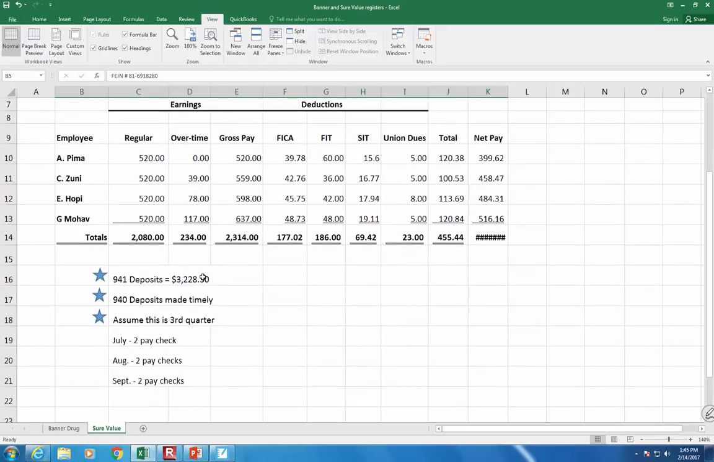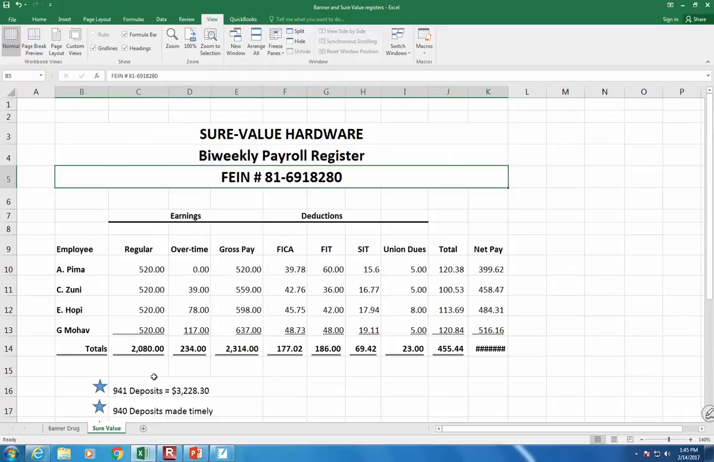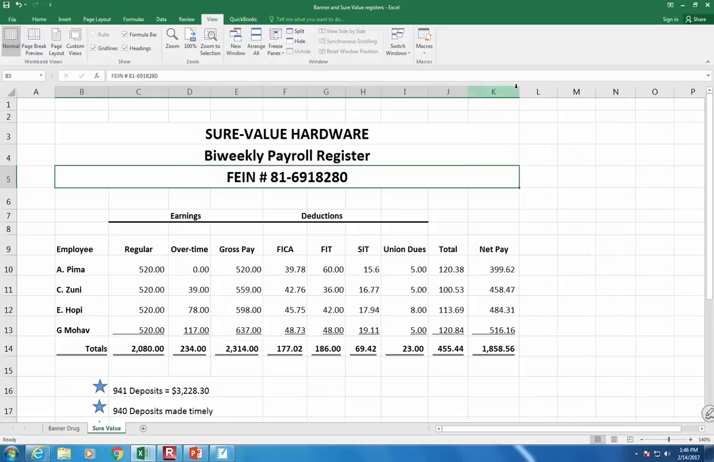I tell you my deposits, and I tell you what quarter it is, and I tell you the FEIN. So go ahead, and I'm going to give you about 5 minutes to get started here. Then you should have this finished by Thursday along with your homework. We'll spend all day Thursday going over this and looking at any questions you might have from the review for the test next Tuesday.